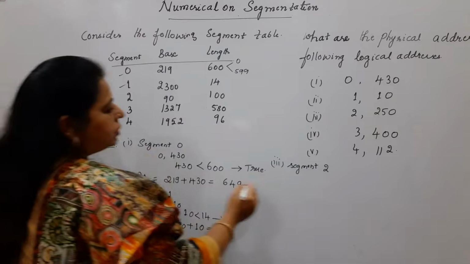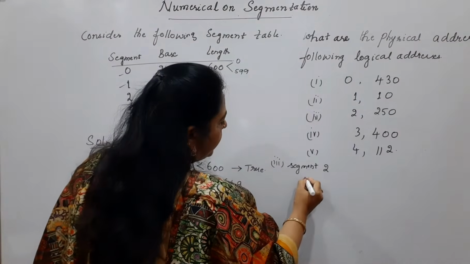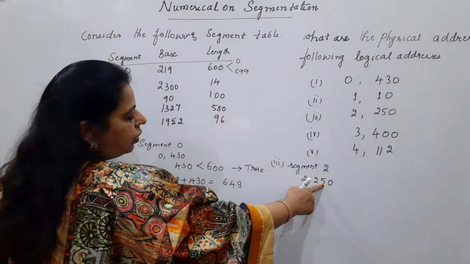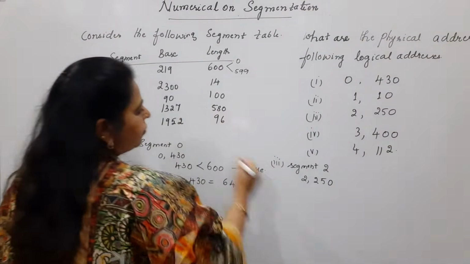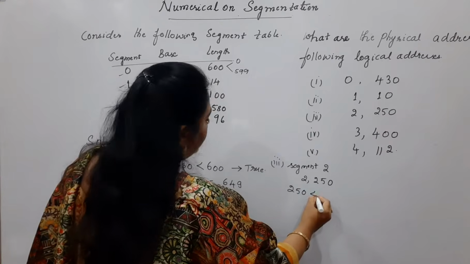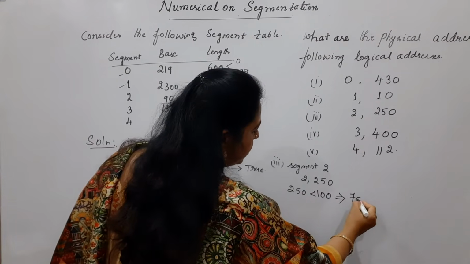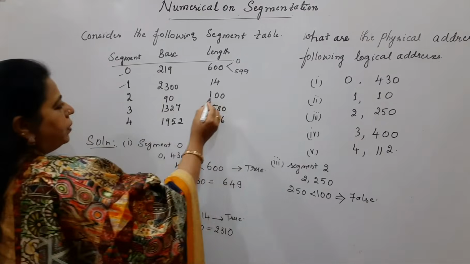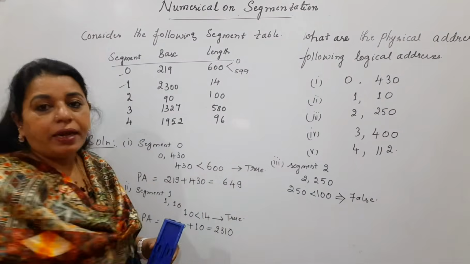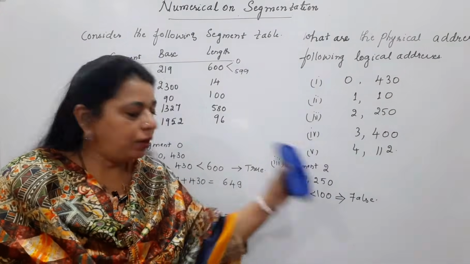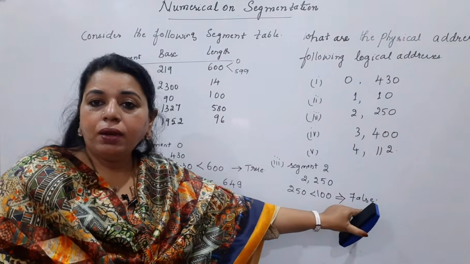You have completed these two. Then you check this segment, they have given as 2, 250. Okay, segment 2, and the displacement value is 250. Check whether 250 is less than 100. No, it is not a valid value. It is false here. So in that case you will not get a physical address. That means you cannot add to the given base address, because the resulting value has come to be what? An invalid value.